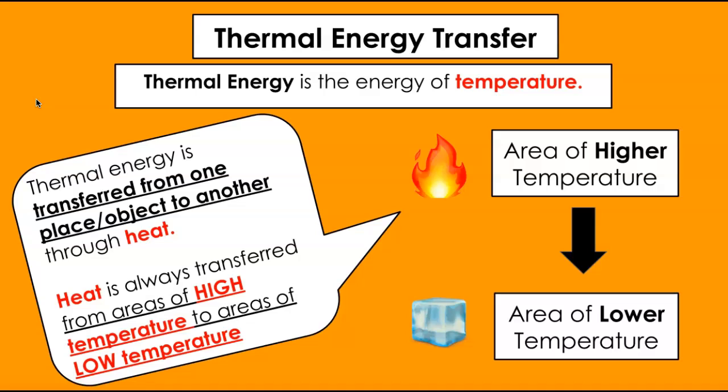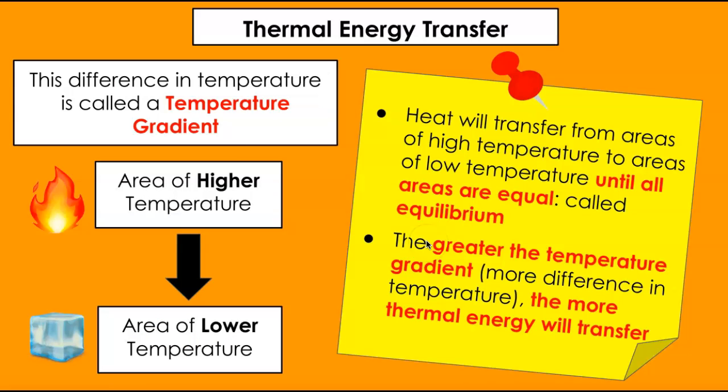Thermal energy is transferred from one place or one object to another through heat. So when thermal energy is moving, what we observe is the movement of heat. Now heat always transfers in a very specific direction based on one rule, and that is that heat always moves or is transferred from areas of high temperature to areas of low temperature. So no matter what the situation is, we know that heat, or thermal energy, will travel from where the temperature is higher to the area where the temperature is lower.